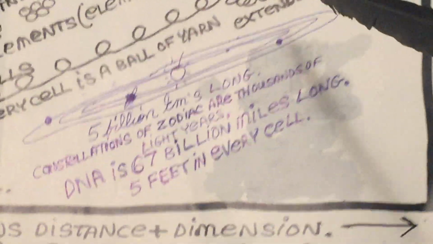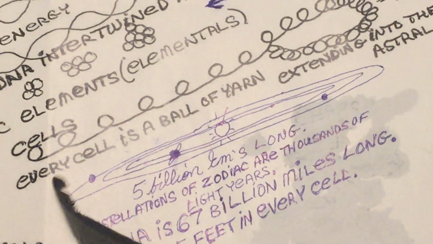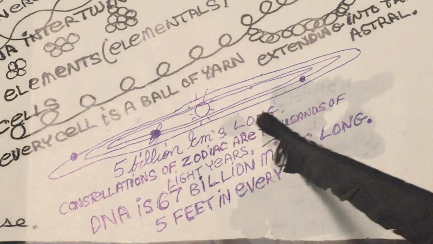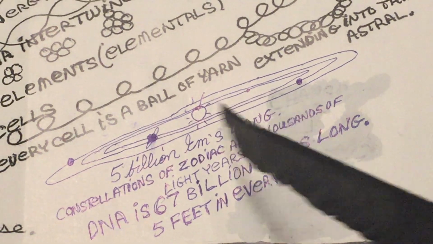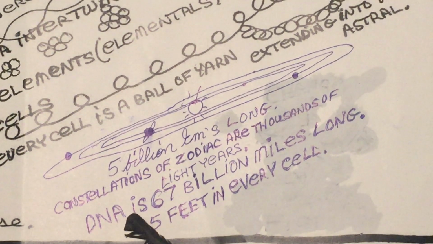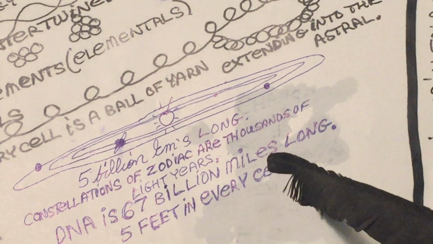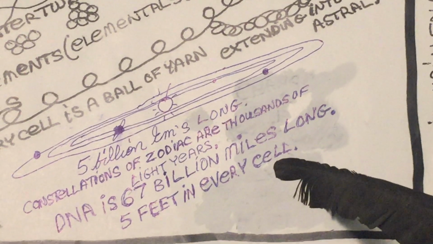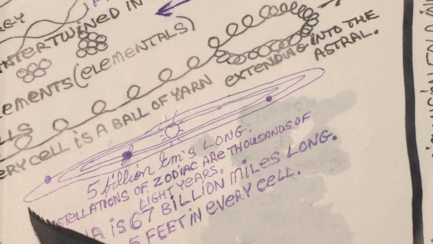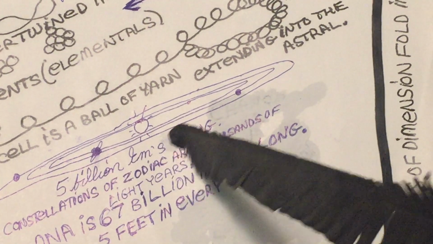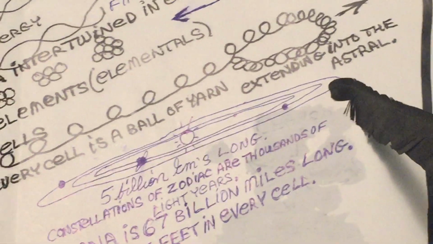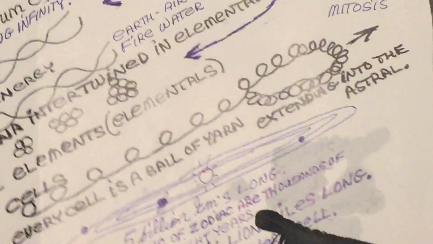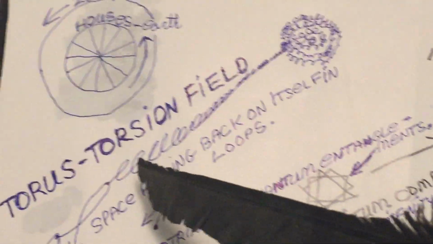Now, as a great example of all of this is that the solar system is 5 billion kilometers long. The DNA within all of us is 67 billion miles long, with 5 feet of DNA in each cell. So we can see how the length and the distance of depth and spatial forces can create very massive forms of life.